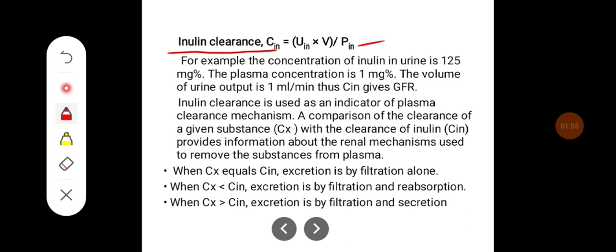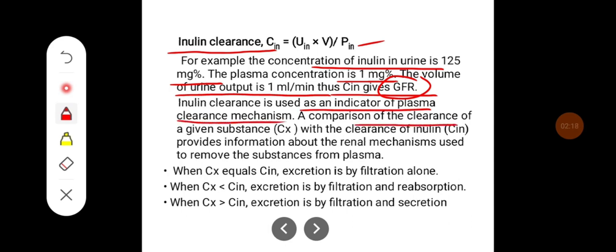For example, the concentration of inulin in urine is around 125 mg/cent. The plasma concentration is 1 mg/cent. The volume of urine output is 1 ml per minute. So the clearance of inulin gives the GFR. Inulin clearance is used as an indicator of plasma clearance mechanism.